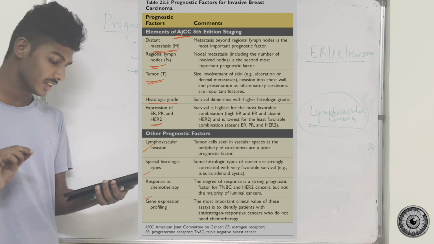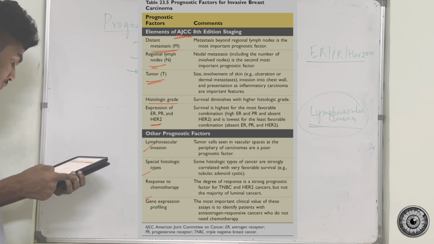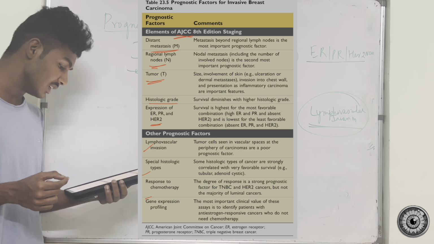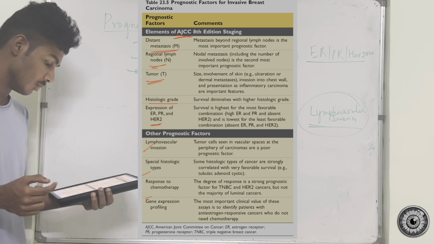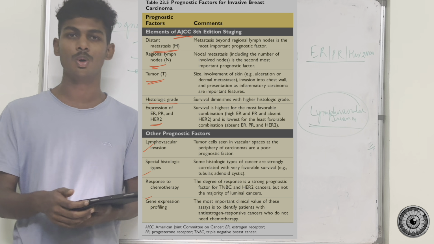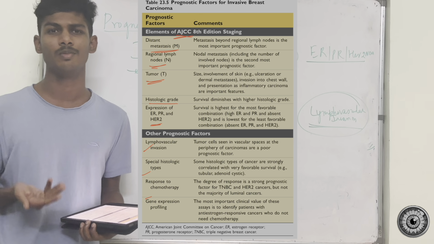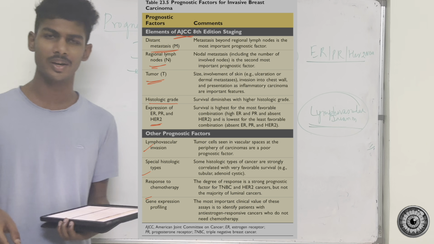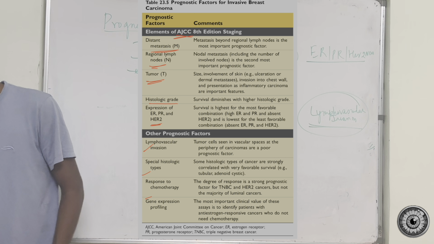The most important clinical value of these assays is to identify patients with anti-estrogen responsive cancers who do not need chemotherapy, okay? Because they are talking about luminal cancers, right? You know, ER positive, why should I go for chemotherapy for them? I can give tamoxifen or raloxifene, okay? Is it clear? Why is it important? Why are you studying this?